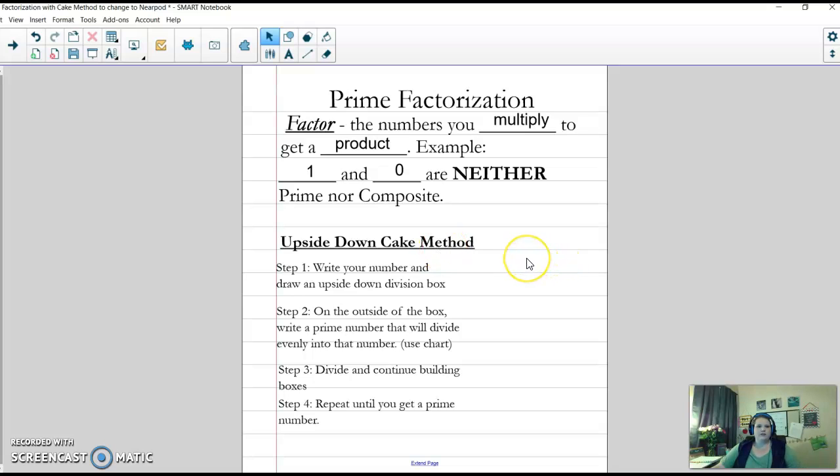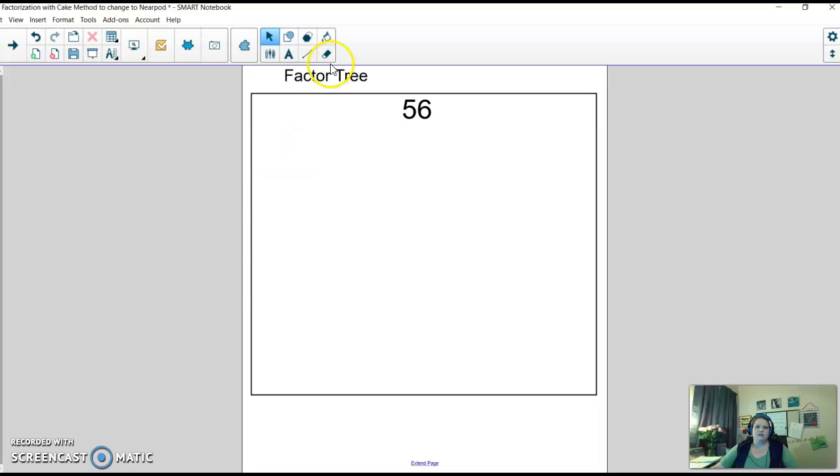So the method that I use for prime factorization is called the upside down cake method, or the ladder method. If you need more assistance or need to watch more videos, Google ladder method. There's tons of videos out there. I'll go through these steps as I'm teaching the process, but let's talk about the most common way to do a prime factorization. It would be the factor tree.